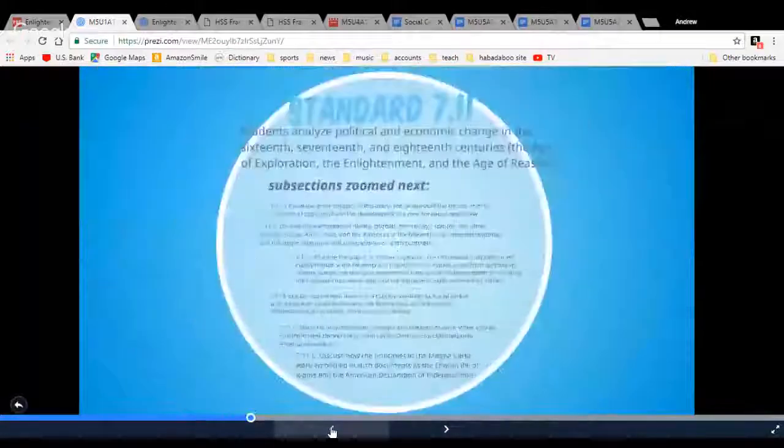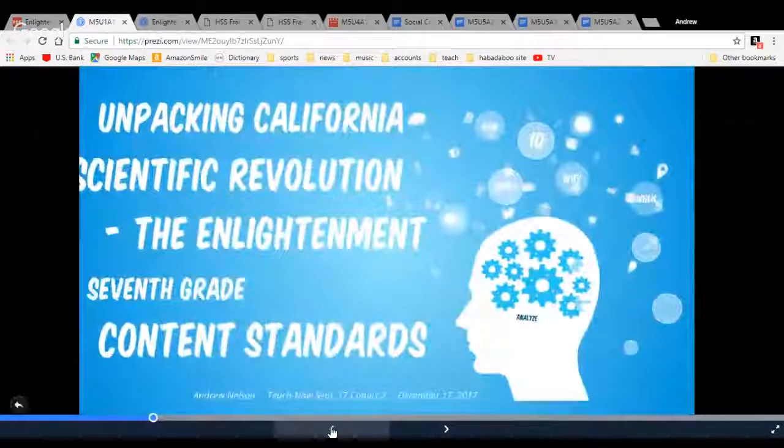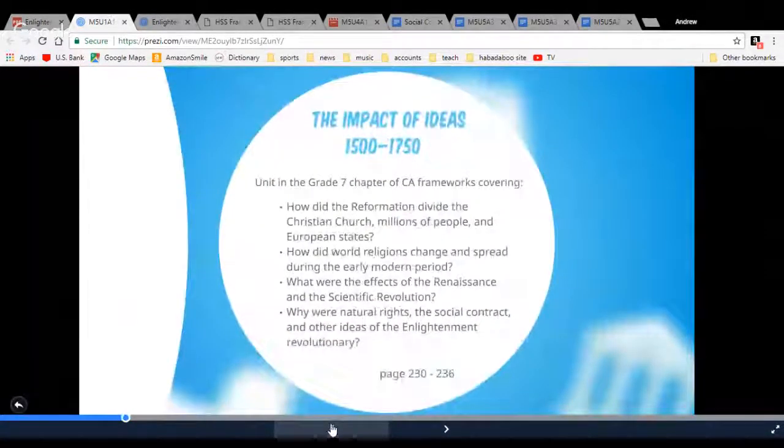Let me just go back one more thing. Right here, this is right out of the frameworks, and the frameworks has the impact of ideas. At this early point in the module, I didn't know exactly how specific I was going to have to get with all this other stuff. But as it was developed, there was this last question here: why were natural rights, the social contract, and other ideas of the Enlightenment revolutionary? That was going to become the focus of this unit. Just that one question needed to be separated and taught as a unit itself, I felt.